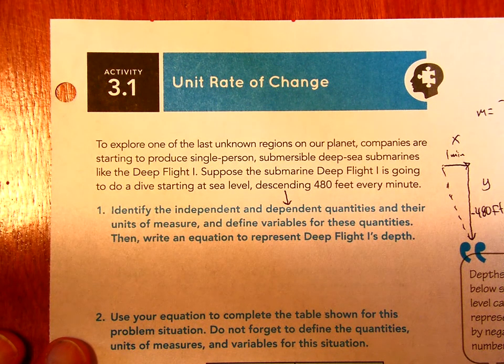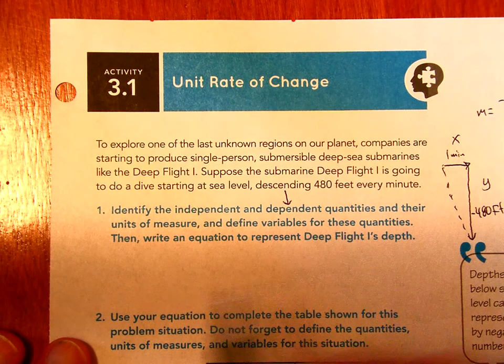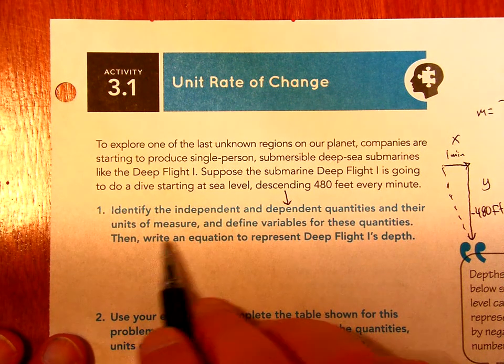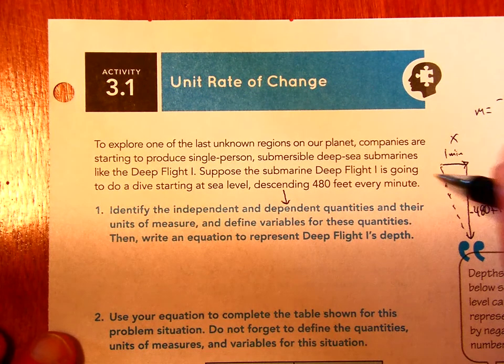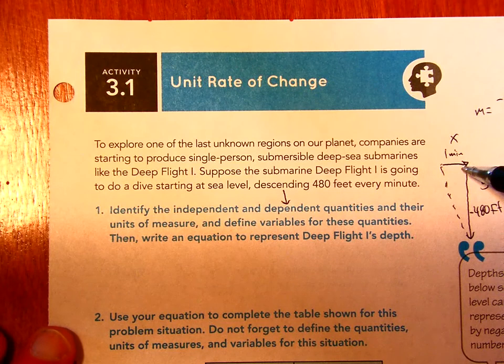Identify the independent and dependent quantities and their units of measure and define variables for these quantities. Then write an equation to represent Deep Flight 1's depth. So what do we have changing here? The independent variable in this case is going to be time, because the more time you allow, the deeper this sub goes. So let's do the independent.